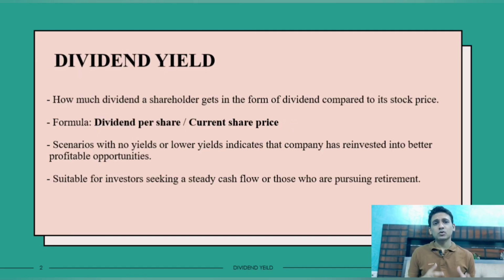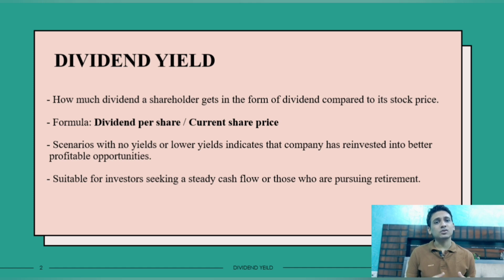Now second, we move on to dividend yield. It tells us how much return a shareholder gets in the form of dividend compared to its stock price. Now there is a formula for dividend yield as well, which is annual dividend per share by current share price. Now a higher yield basically indicates that the investors will be getting more of a passive income.